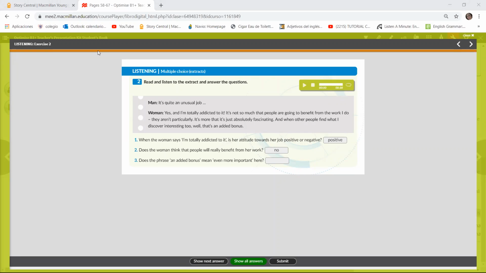Does the phrase an added bonus mean even more important here? Yes or no? If you have the answer, please. Yes. Okay, thank you. Carlos, ¿fuiste tú? Sí. Okay, thank you, Carlitos. Yes, that's right, okay? Does the phrase the added bonus? Yes, okay?